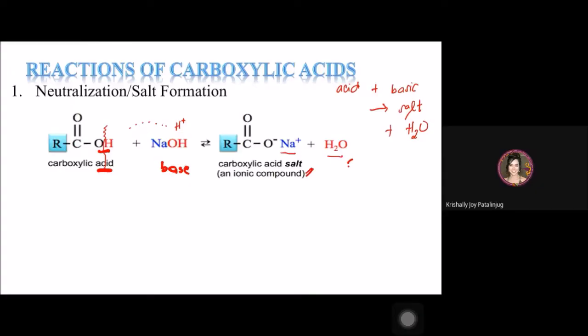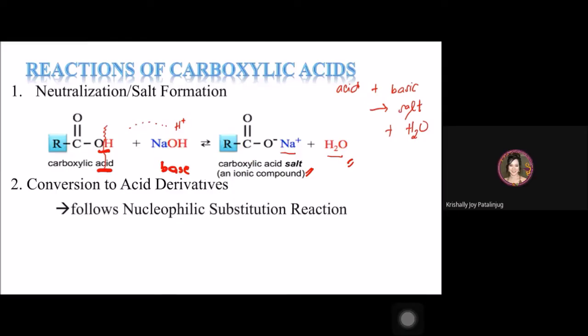Next, carboxylic acids also undergo specific reactions to transform themselves into their acid derivatives. Recall, we have four acid derivatives that were discussed. Those are amides, esters, acid anhydrides, and acid acyl chlorides. Now, carboxylic acids are converted to their derivatives via a nucleophilic substitution mechanism.